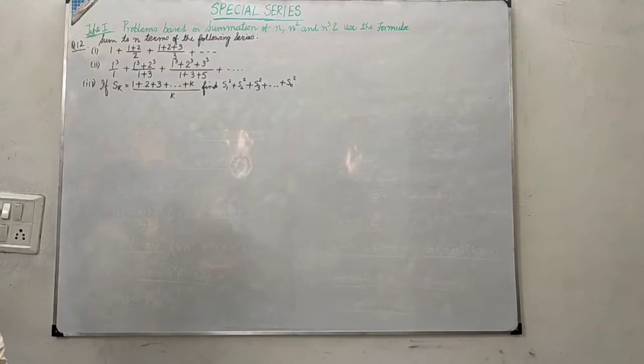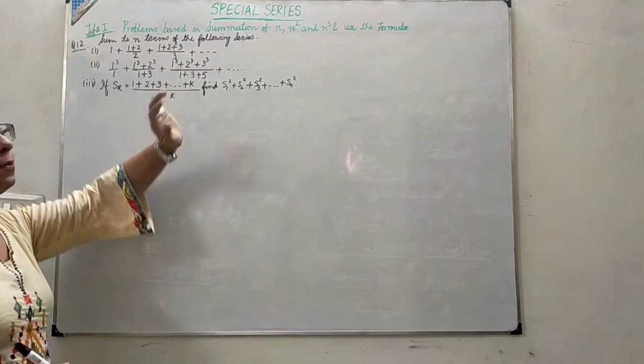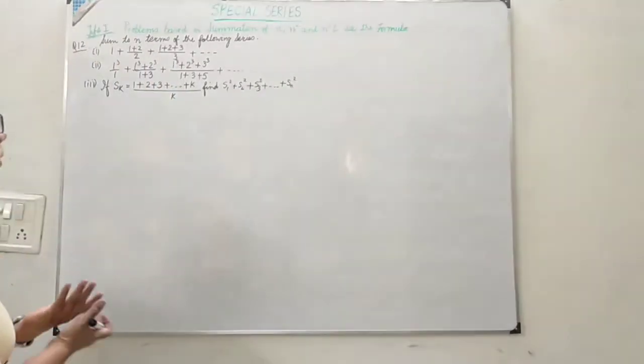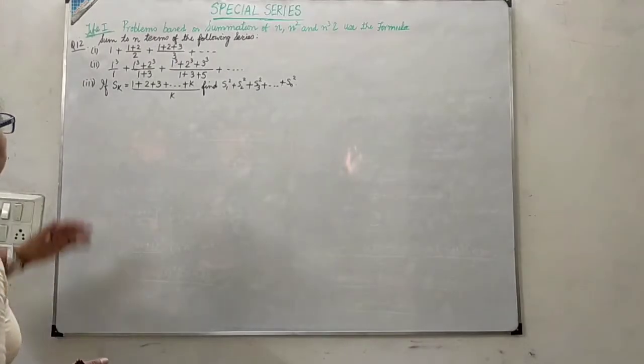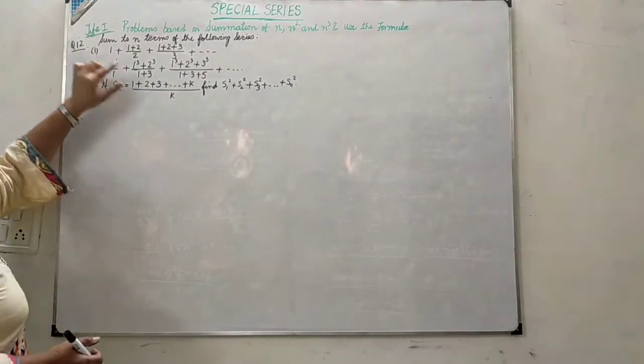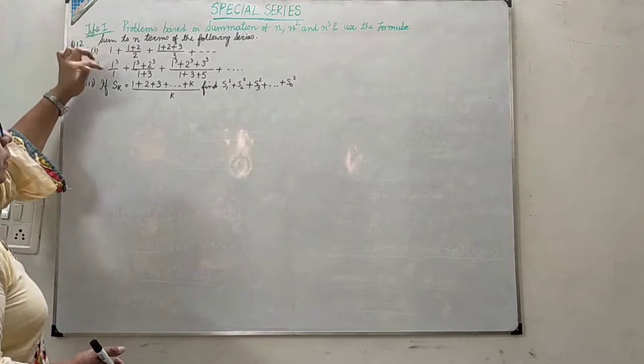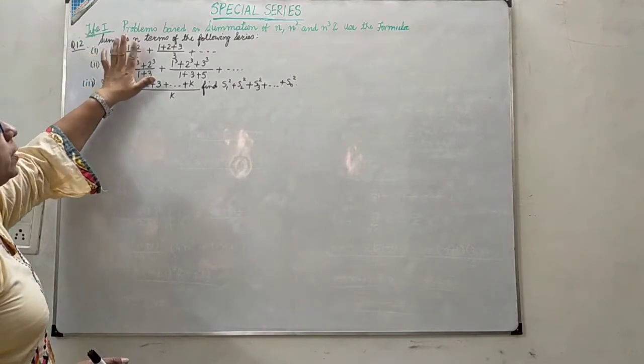We have some more questions over here. Sum to n terms of the following series. You have to recognize the pattern first of all. There are three parts. The first one is 1, maybe 1 by 1, plus 1 plus 2 by 2.